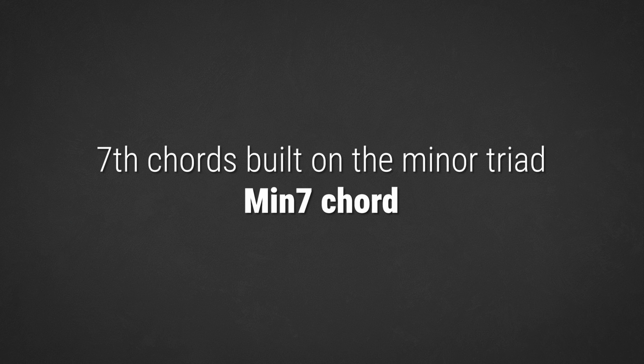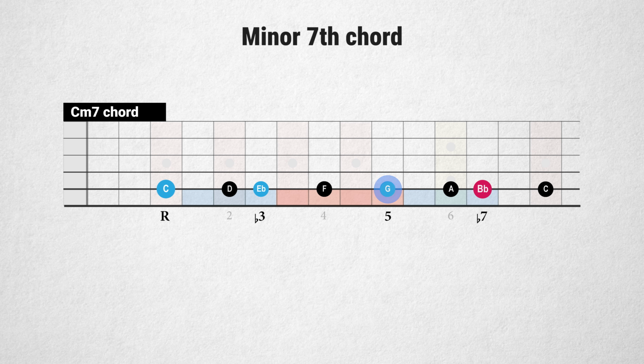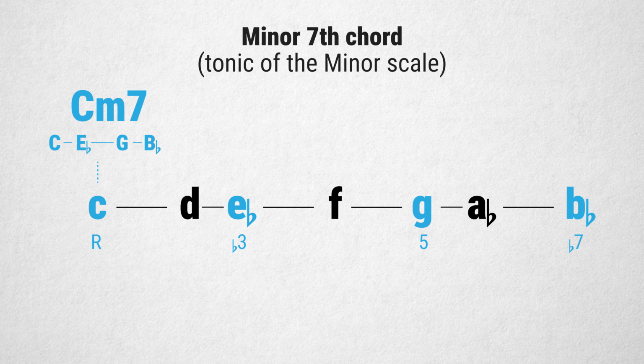The minor triad can be extended with the minor 7th degree, and this creates a minor 7th chord, that is a stack of a minor third, a major third and again a minor third. It contains the root, the minor third, the perfect 5th and the minor 7th. Now the minor 7th chord is a typical tonic of the minor scale, as you can see here.